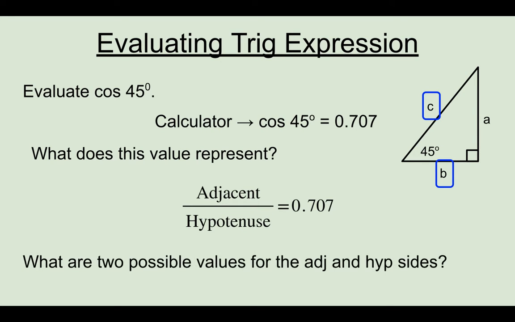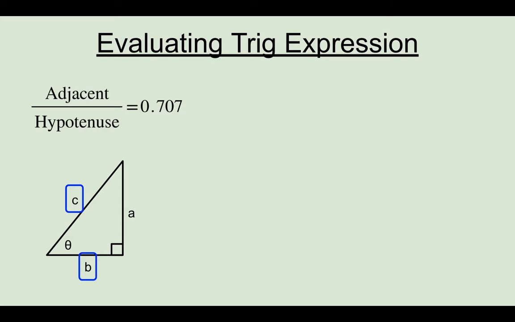All right, so just to go a step further, what are two possible values for b and c? Well, let's figure it out. So I have this again. Here's adjacent over hypotenuse is 0.707.